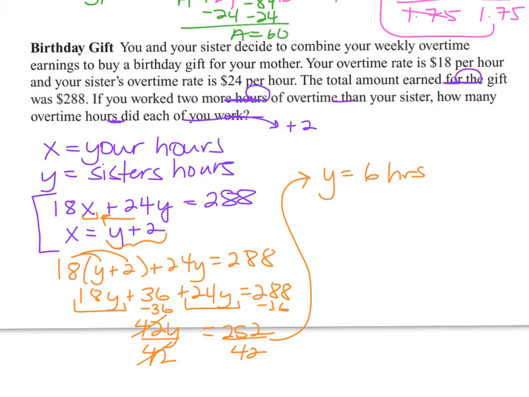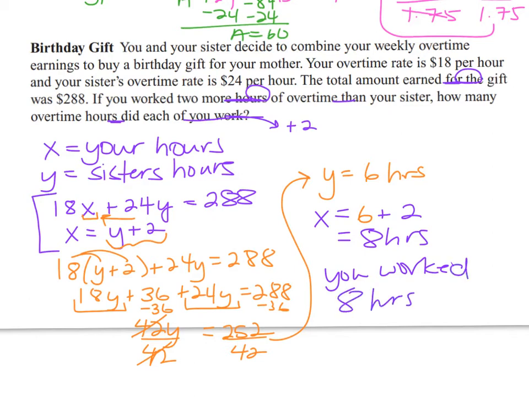If we recognize that you work 2 hours more, then you would work a total of 8 hours. So to answer the question, how many overtime hours did each of you work? You worked 8 hours. Wow, I am just writing not as fast as I'm thinking in my head. Sorry about that. So you worked 8 hours. Your sister worked 6.